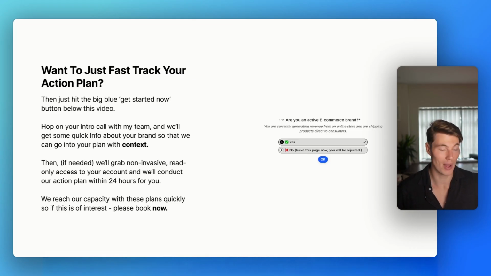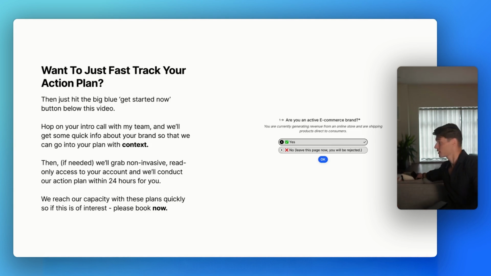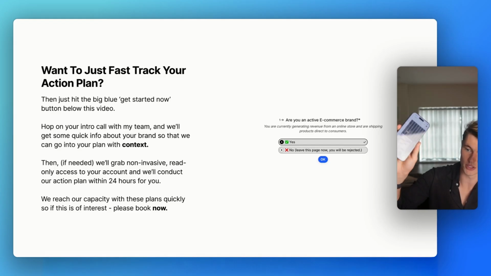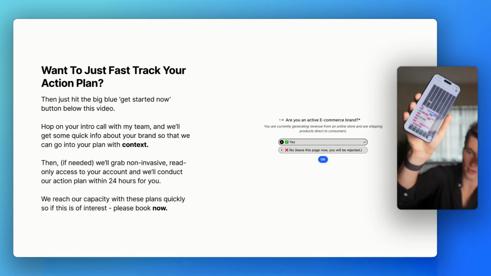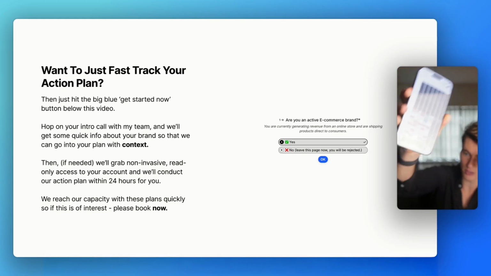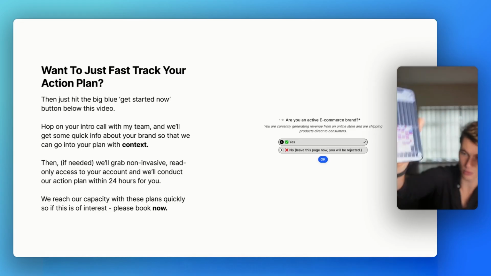But please go ahead and act now because our capacity with these action plans is pretty small. I'm just gonna grab my phone here and literally show you how booked out we get with these. This is over the last few weeks. You can see the pink squares here are all brand owners asking for one of these action plans. You can see this was a particularly busy week.